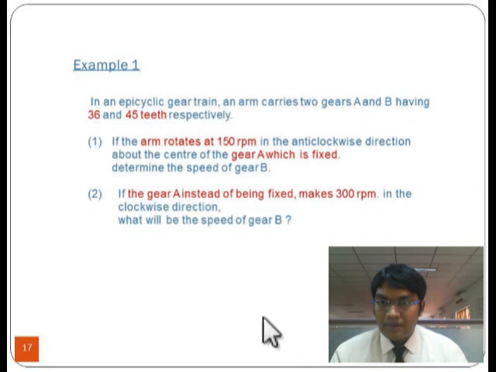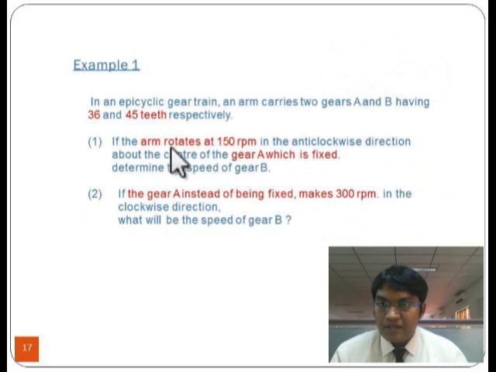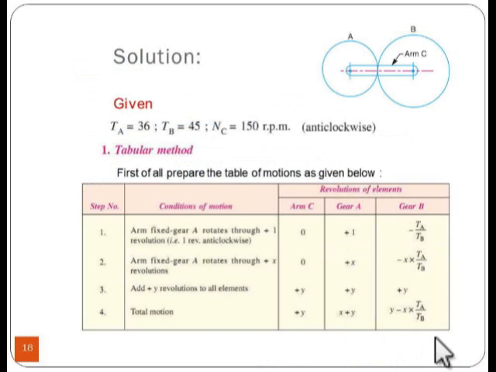Now let's look at the table. This is the given data. TA is 36, TB is 45, and the speed of the arm, as mentioned in the previous slide, is rotating at 150 rpm. Now you see in the table, if I say speed of arm, I mean y, because that's going to be the speed of the arm according to our assumption.